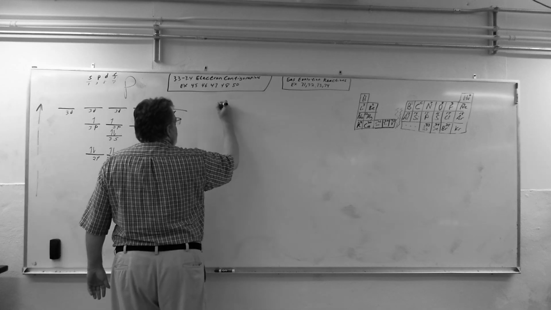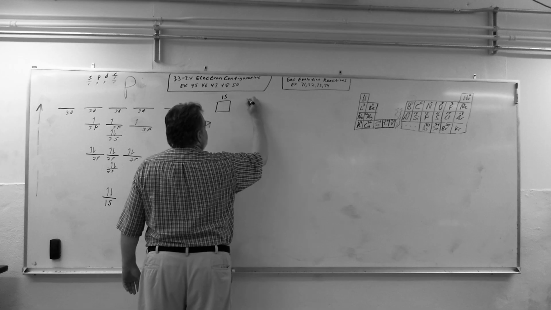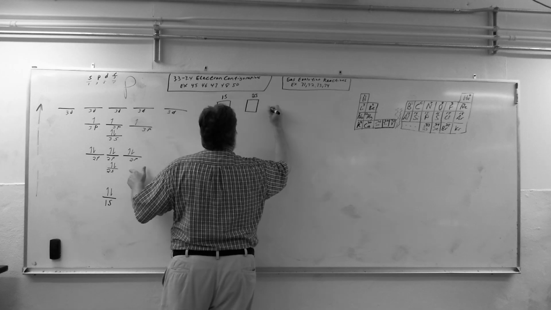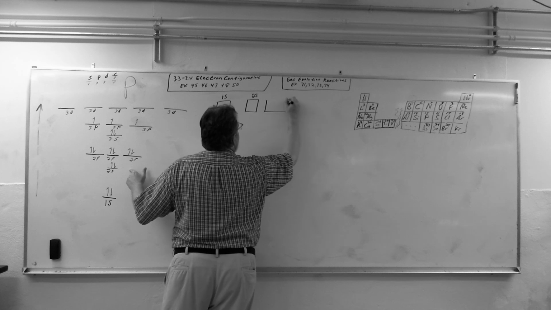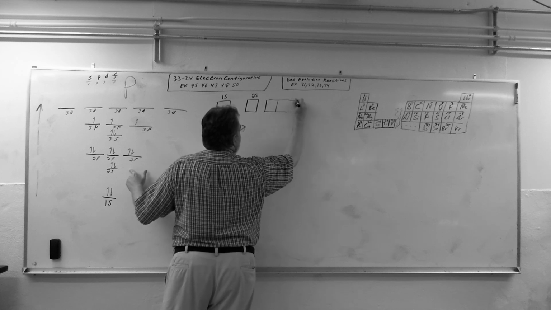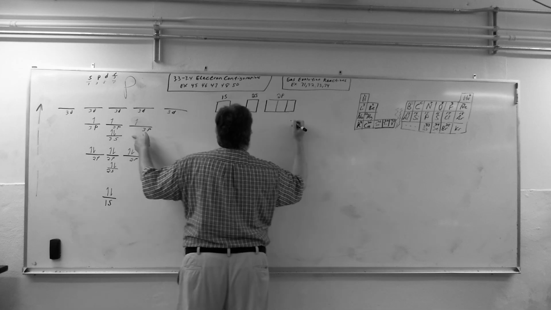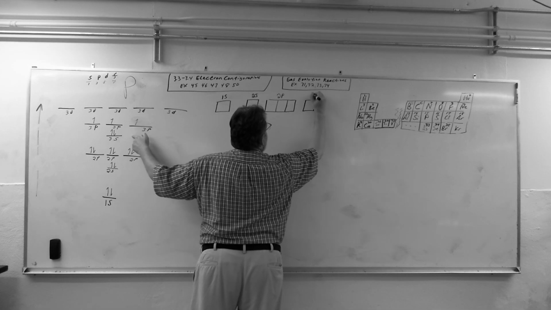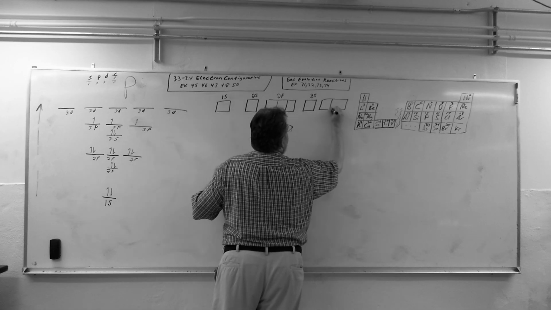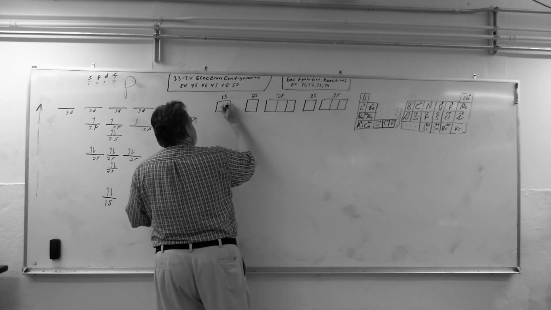Another way is a lot of books seem to be doing this now. There's the 1S. There's the 2S. There's the 2P. Next is 3S. And then 3P, and I'll be able to stop there. And then it's just like these arrows.